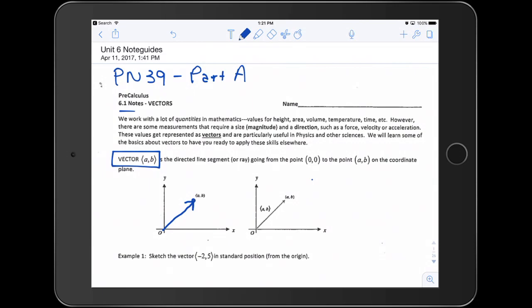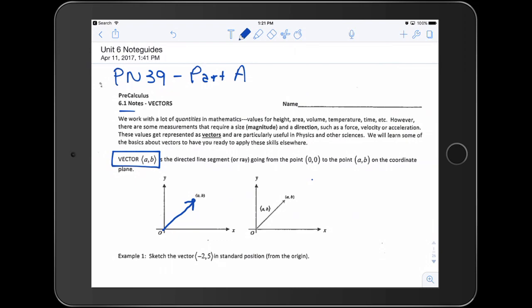So not only does a vector have a magnitude, which we really don't want to necessarily say length, but we typically say size, because that size is actually representing force, velocity, acceleration. So if students start thinking of it in terms of length, it kind of gets them into trouble.